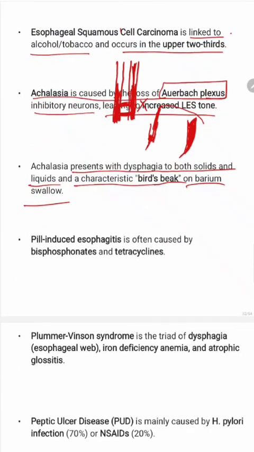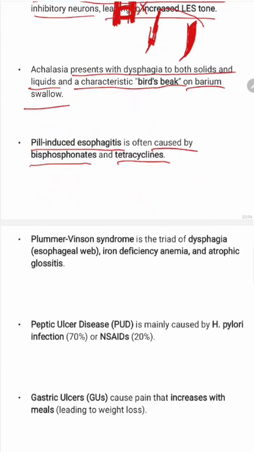Now, pill-induced esophagitis is often caused by bisphosphonates and tetracycline. These are irritants, so these cause pill-induced esophagitis. Okay. Now, Plummer-Vinson syndrome.